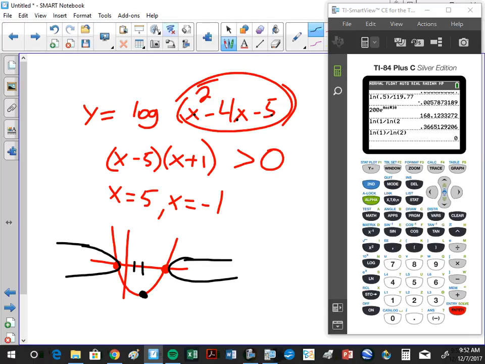Okay, will 3 work? Nope, when I plug in 3, I still get a negative number. 4, I get a negative number. 5, I get 0, but 6 will be positive. If I plug in 6, I get 36 minus 24 minus 5, which is 7, and 7 is a positive number. Does that make sense? Anybody not understand how that works? So I looked at the graph and figured out which ones work and which ones don't.